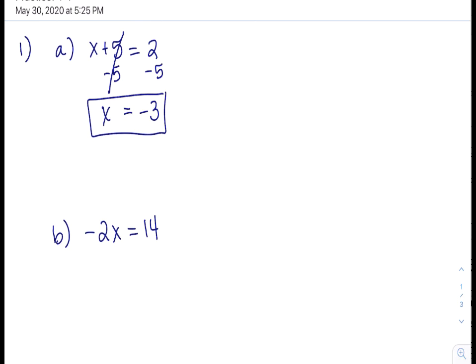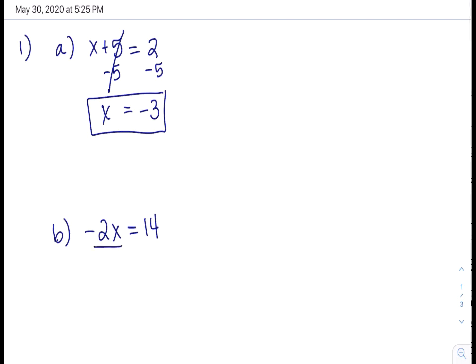Looking at part B, here we have -2 times x equals 14. Here we need to do the opposite operation. So instead of multiplying by -2, we're going to divide by -2, and we do this to both sides. The -2's are going to 1 out. When you divide, it becomes a 1. And so x equals 14 divided by -2, which is -7.